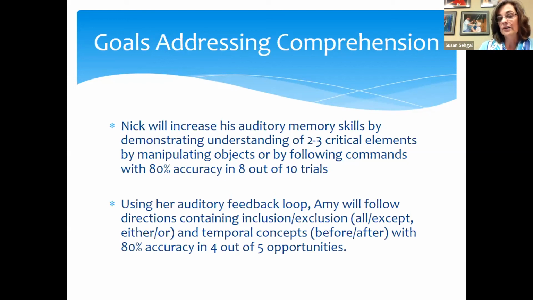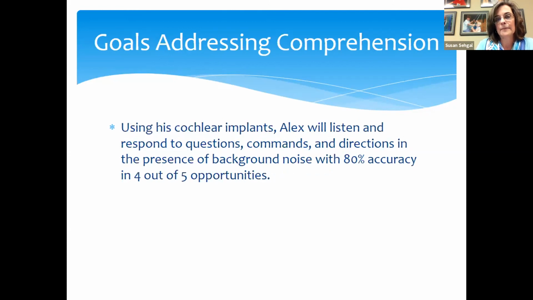Or using her auditory feedback loop, Amy will follow directions containing inclusion, exclusion, and temporal concepts with 80% accuracy in 4 out of 5 opportunities. Using his cochlear implants, Alex will listen and respond to questions, commands, and directions in the presence of background noise with 80% accuracy in 4 out of 5 opportunities.